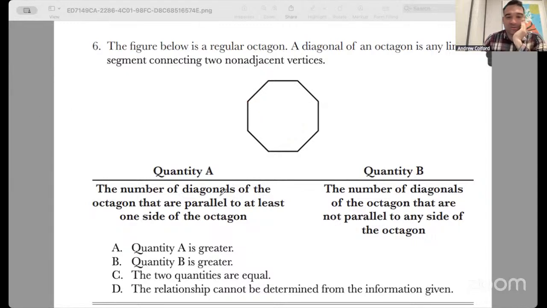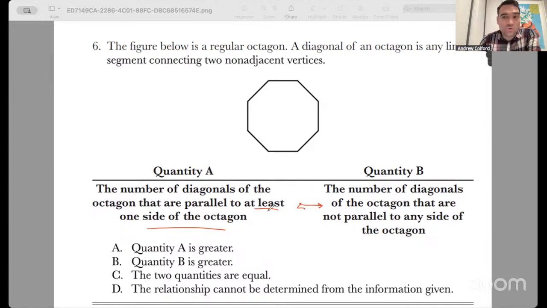And it's a quant comparison. So we want to know the number of diagonals of the octagon that are parallel to at least one side of the octagon compared to the number of diagonals of the octagon that are not parallel to any side of the octagon. Let me start by saying this, and I'll use a fancy word here.